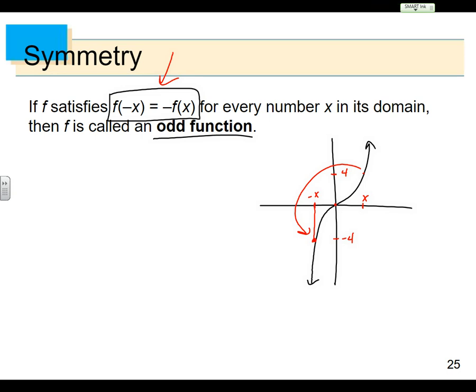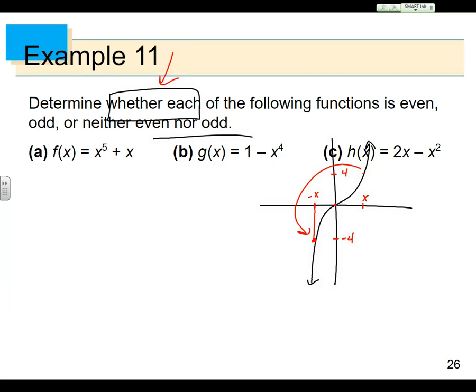That's how you test for it. I'm really going to make use of these boxes right here in order to determine if it's even, odd, or neither, just from doing this algebraically. I'm going to try not to do it looking at a graph. I'm going to try to do it just by looking at it.